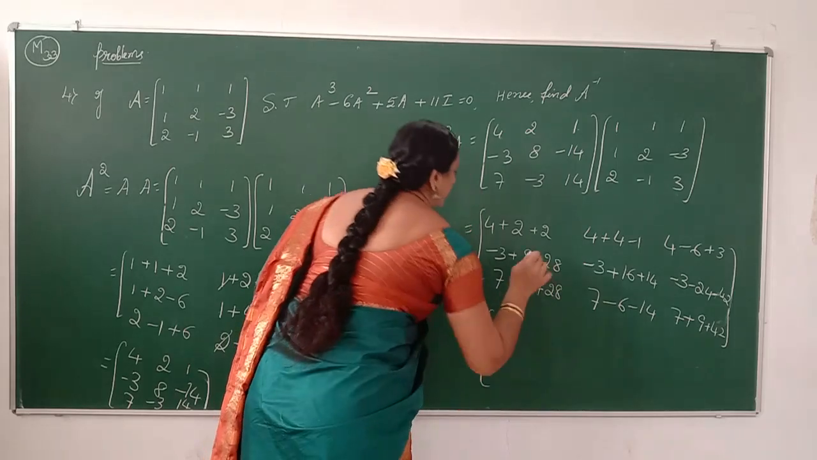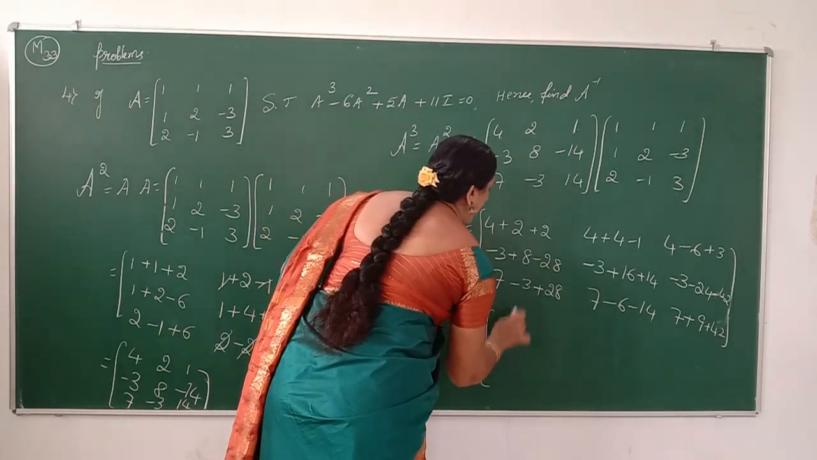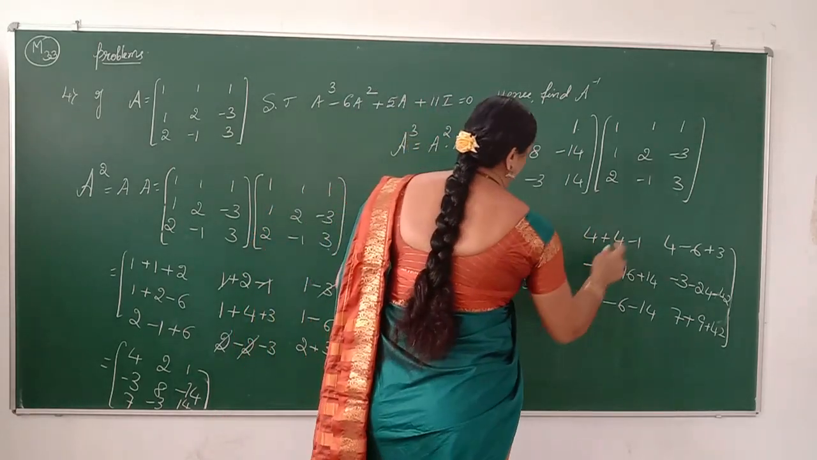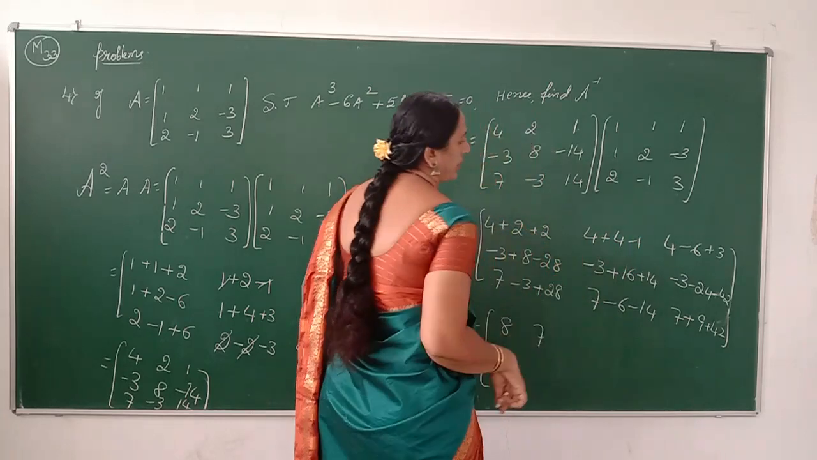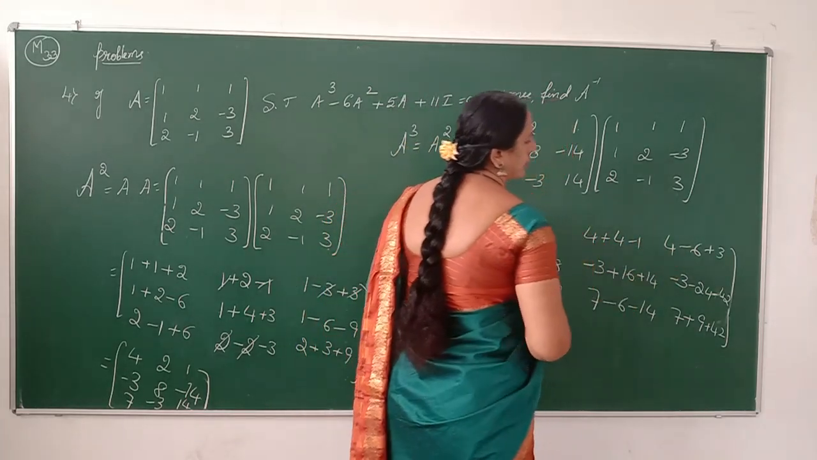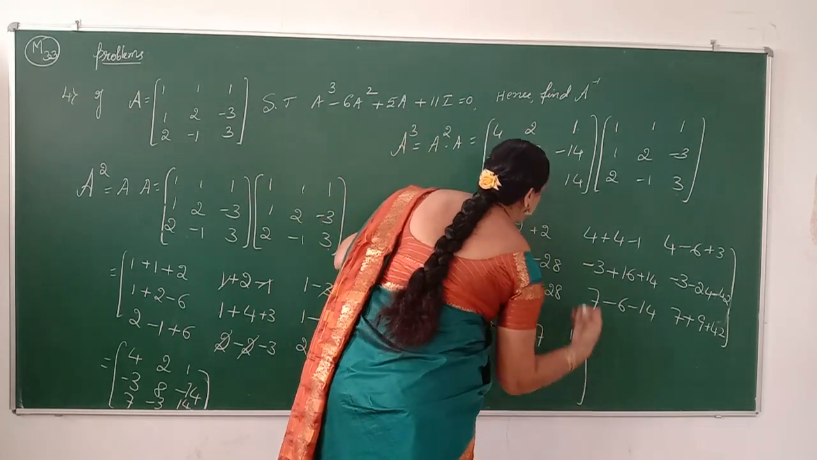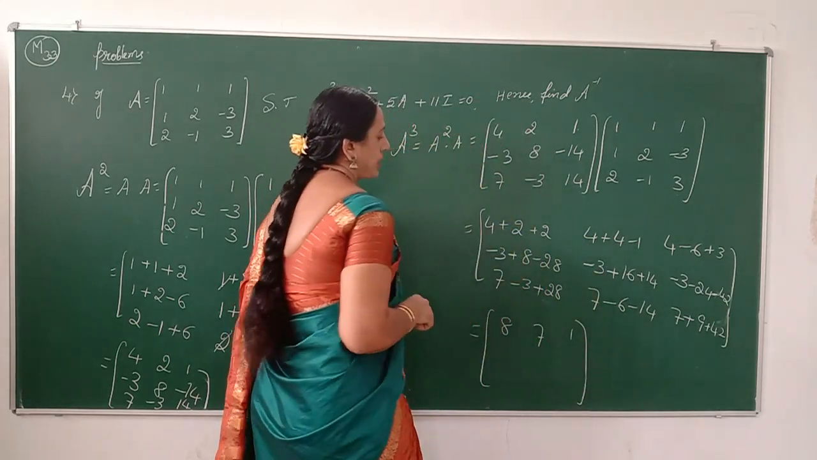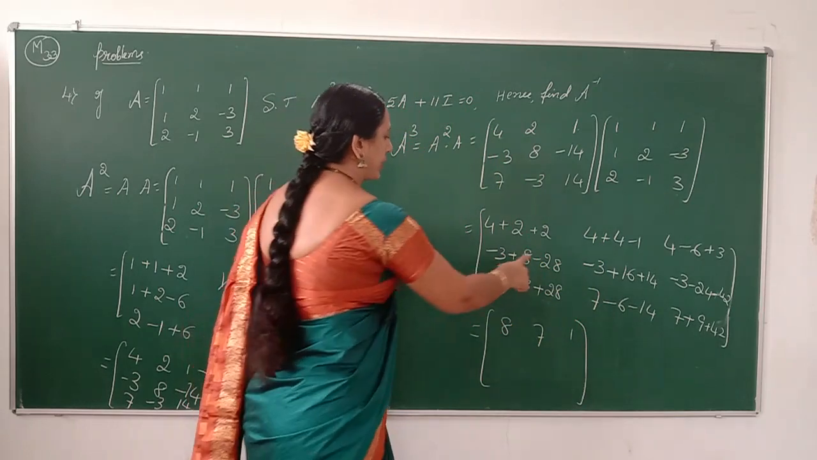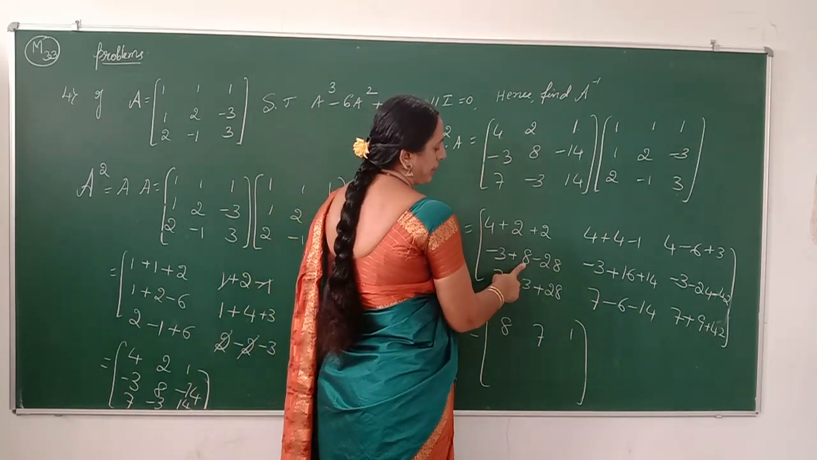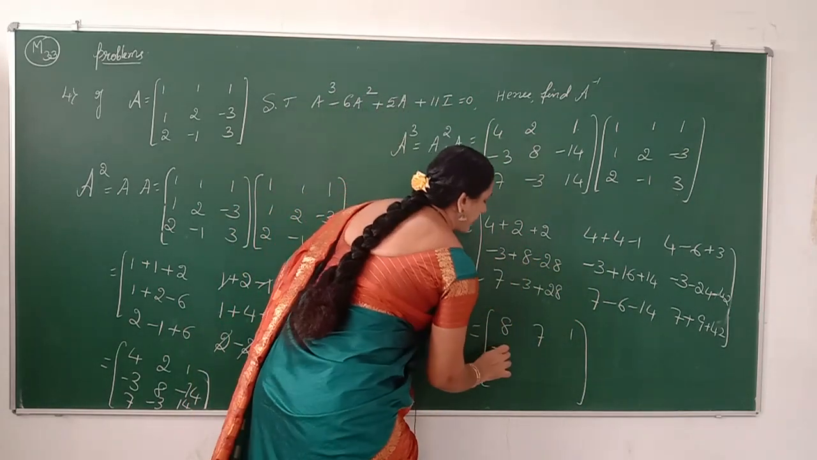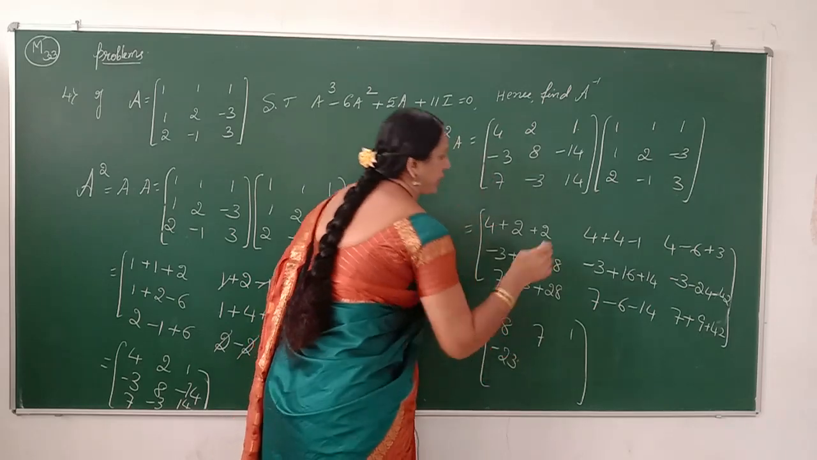So 4 plus 4 is 8. 8 minus 1 is 7. 4 minus 6 is minus 2. Minus 2 plus 3 is 1. Minus 28 plus 8 is minus 20. Minus 20 minus 3 is minus 23.